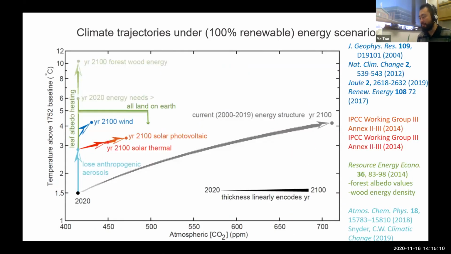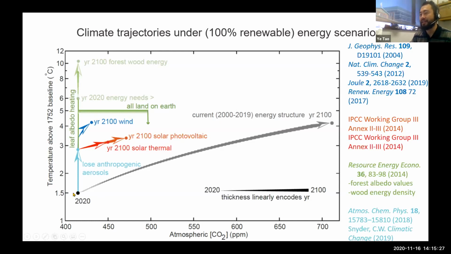So now let's do some thought experiment in light of that discussion. So let's, in each of these arrow trajectories, assume that the world uses exclusively one type of energy source.